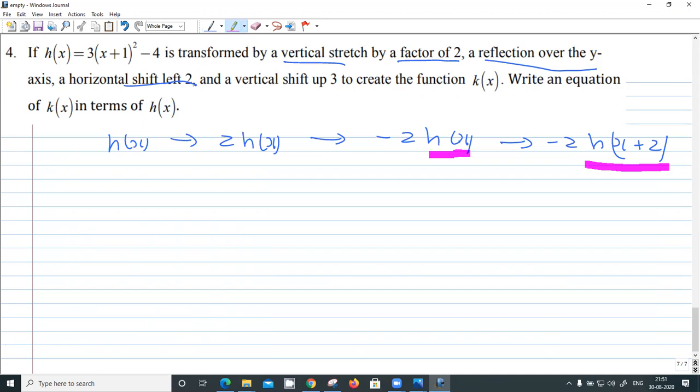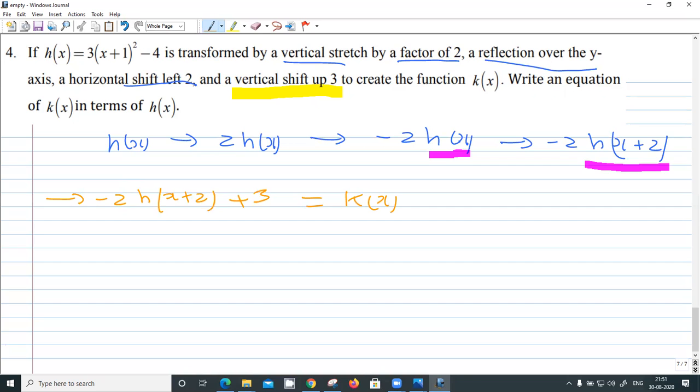Hold on, we have not got the final result. Vertical shift up by 3. So you draw plus 3 after the parentheses. See, you do it the way I do it. You don't skip the steps, otherwise you'll make mistakes, and it'll be easier to check also. 2 times h of x plus 2. Vertical shift by 3 is plus 3. That's what I wrote. So this is the last step, so this is k of x. I just wrote k of x on the other side. Doesn't matter.